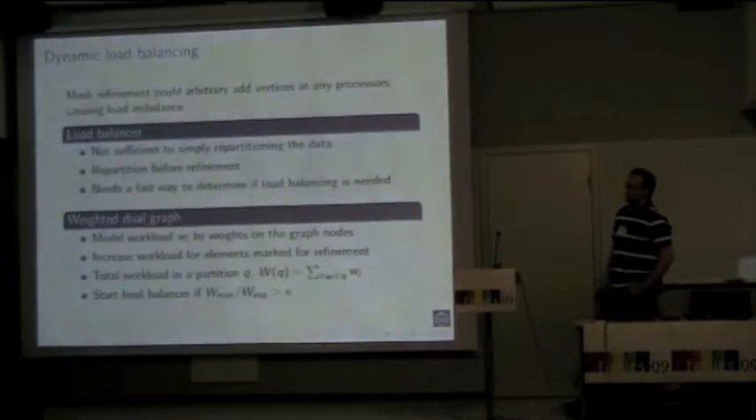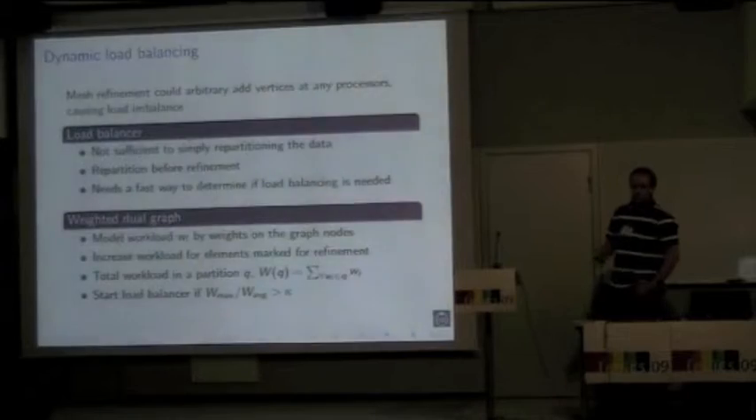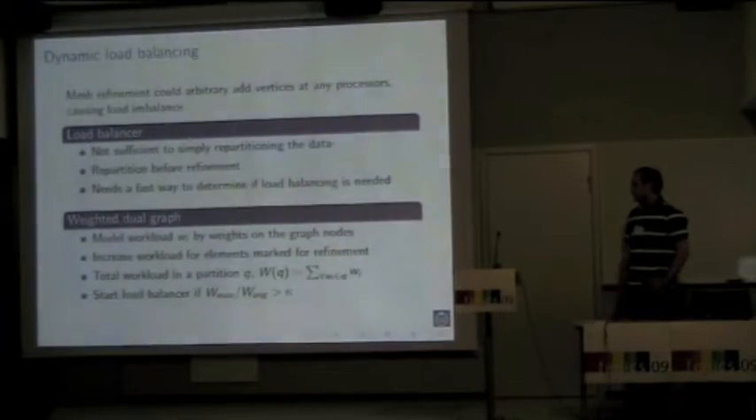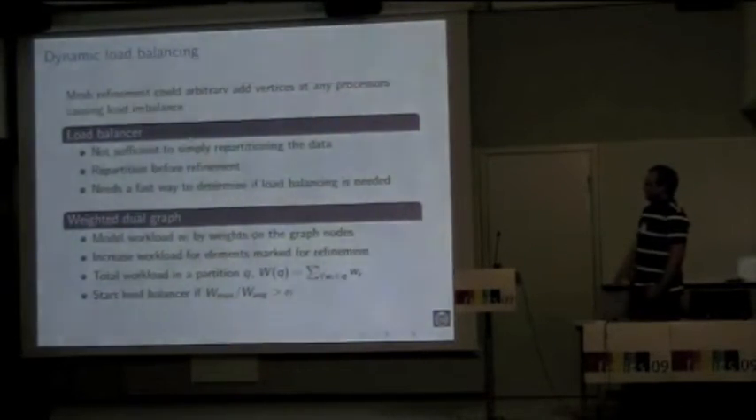So we consider that each cell takes 1 unit of work, and if we refine with the old refinement algorithm, we set all the marked elements for refinement and all the adjacent elements to have a weight of 2, because they will be bisected once. And then you simply start the load balancing if you are above some threshold that you simply select.